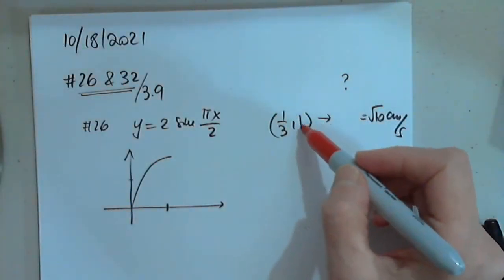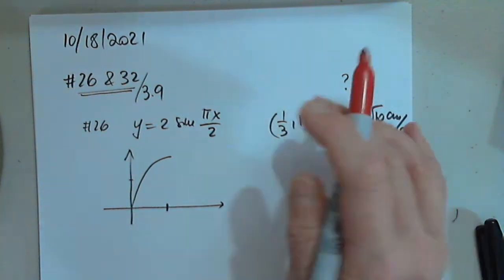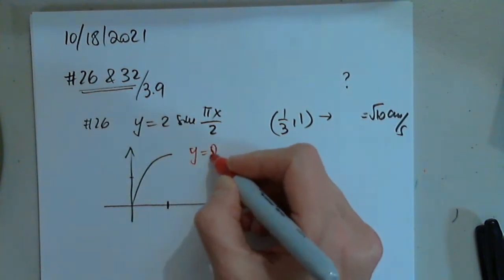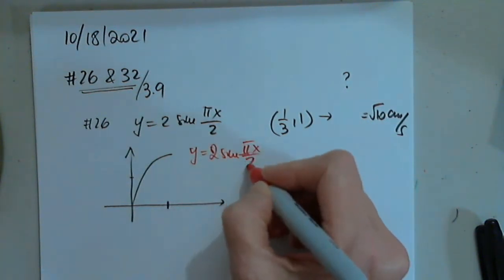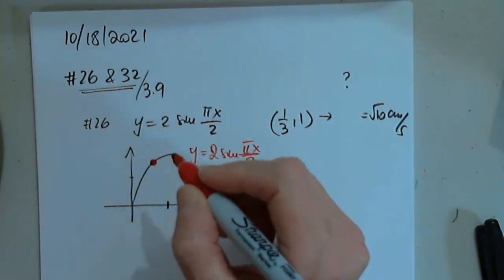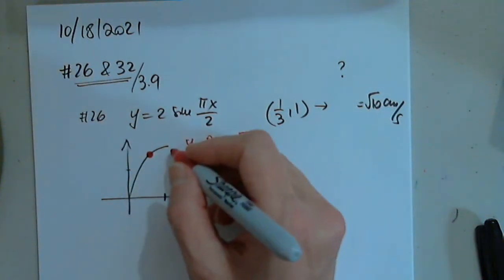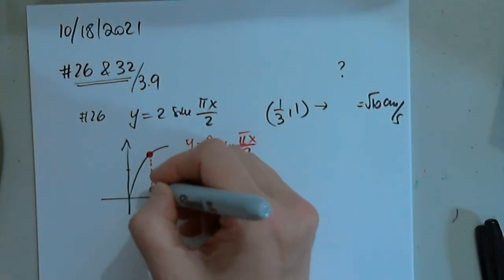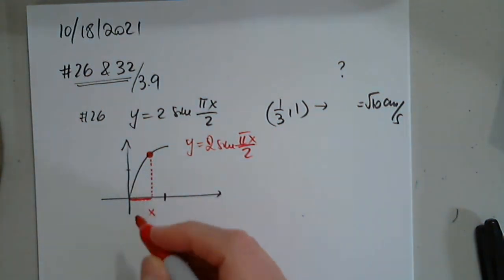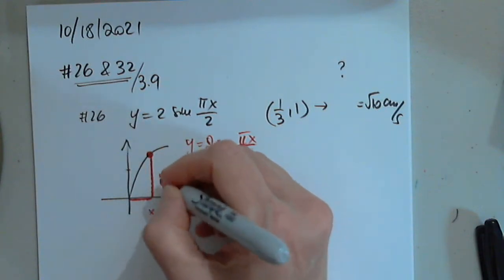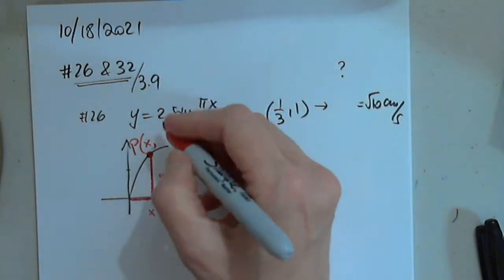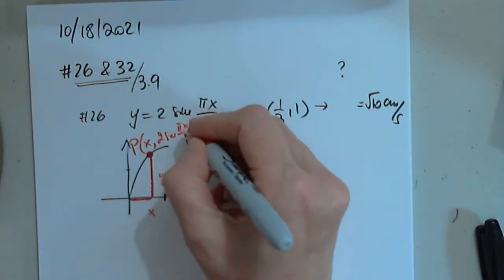I am not interested in putting this function to this point. So on this function, which is y equals 2 sine pi x over 2, I'm going to choose a point anywhere. I don't know what this point represents, I don't care, but it's a point on the graph. So it must have an x and a y. So this is the x value, and this must be the y value. So this point is definitely point P of x, comma, y, which is 2 sine pi x over 2.